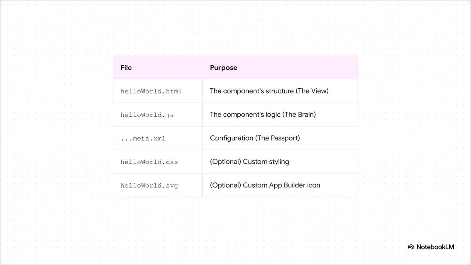Every LWC is actually a little bundle of files that work together. Just think of it like this. The HTML file is the skeleton. It gives your component structure. The JavaScript is the brain. It handles all the logic. And the XML file, that's its passport. It tells Salesforce what the component is and where it's allowed to go. You can also add CSS for a custom outfit and an SVG for a custom profile picture.